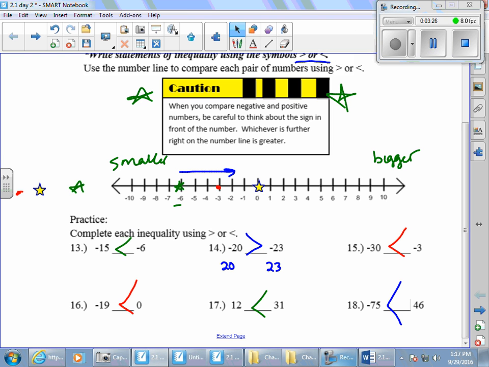Now, the thing that's a little weird is with the bigger numbers, or with positives, the further away from 0 you are, the bigger you are. With negatives, the closer you are to 0, the bigger you are. So we're working with opposite numbers, and those are really opposite ideas. So if it's a negative, the closer to 0 it is, the bigger it is. That's an idea that people have difficulty with.